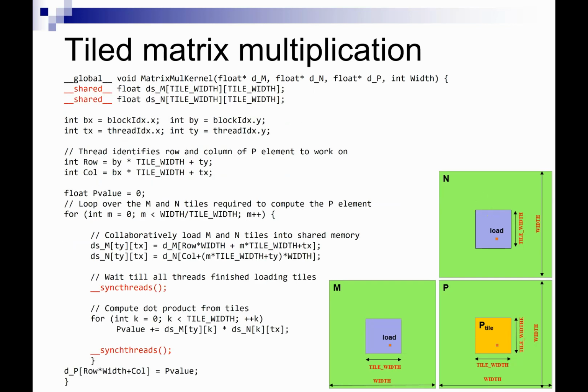All right, so then let's look at the code for doing this. First of all, we need to allocate some shared memory in order to store these purple tiles. That's being done over here. Notice that we have to prefix this with double underscore shared to indicate that it's shared memory. And the size of the shared memory is going to be tile width by tile width.